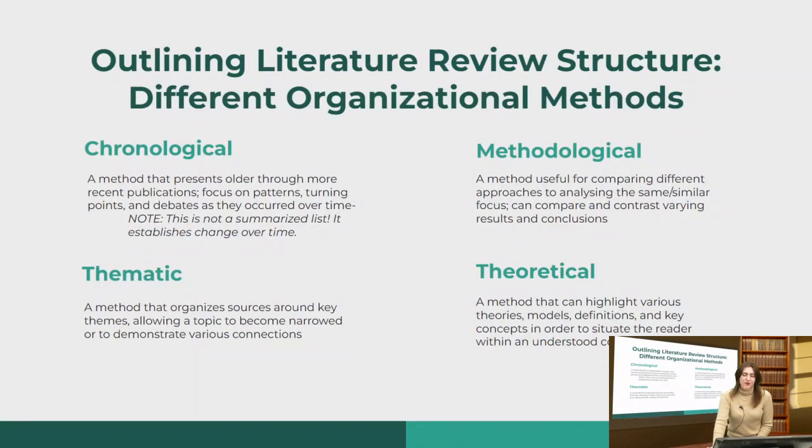Typically, we have about 4 key ways that we organize the literature review. The first of these is chronological. So when I say chronological, I'm talking about starting with the oldest research and walking your reader through chronologically to more recent research. Here you want to focus on patterns and turning points and debates and trends as they occurred over time. Now, what you want to watch out for here is with chronological organization, it can become easy to summarize these sources, and that's not what you want to do.